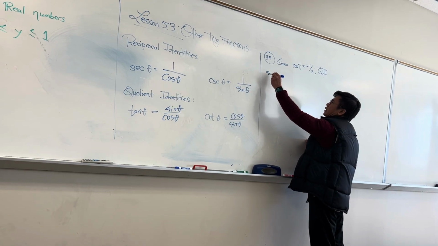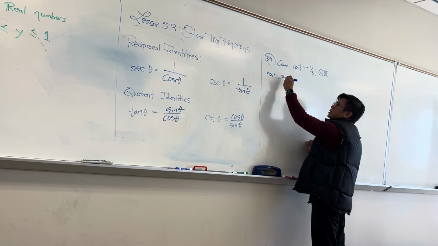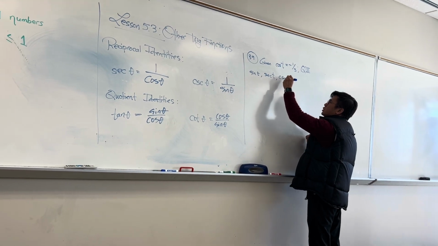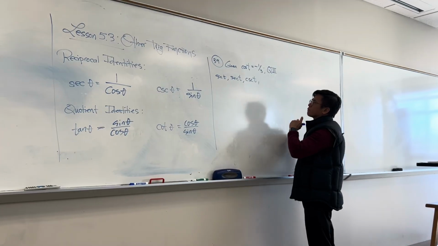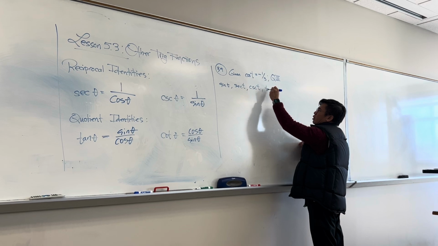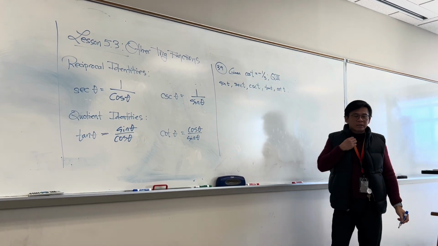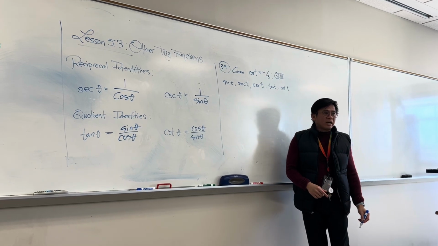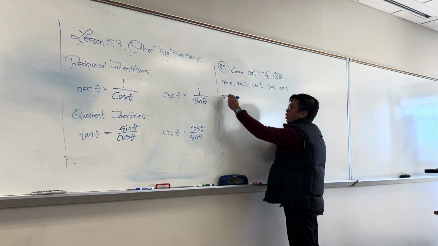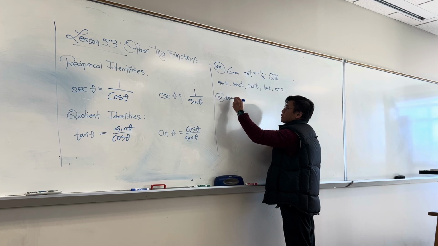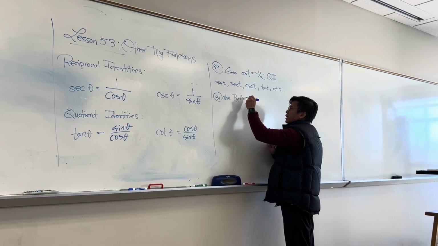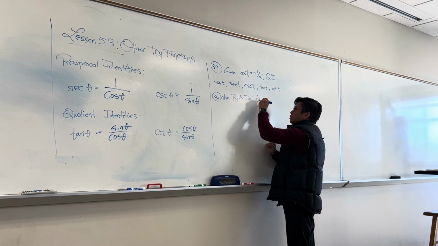What do we need to find? Sine of T, secant of T, cosecant of T, tangent of T, and cotangent of T. So again, we are given cosine. What we're going to do first, step number 1, is to use the Pythagorean identity to solve for sine of T.